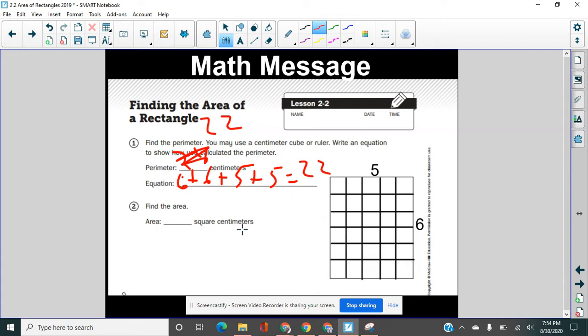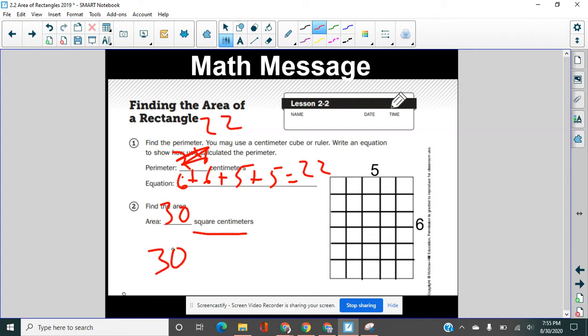Now, find the area. What do you think the area is? The space inside here. What do you think we could do there? All right, we have a few ideas. Now, the one that you're probably used to from previous grade levels is counting all of these spaces on the inside, right? And that's a good strategy. If you count all of the boxes, 1, 2, 3, 4, 5, 6, you're going to get up to 30. So the area is 30 square centimeters.